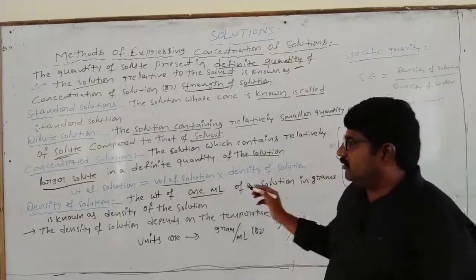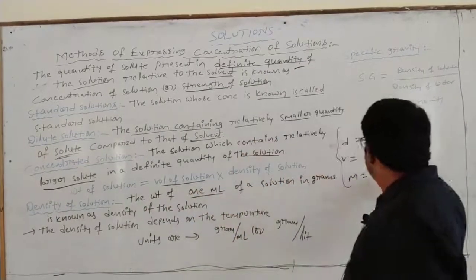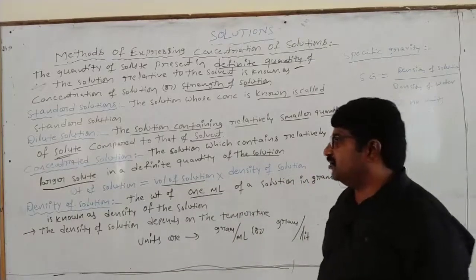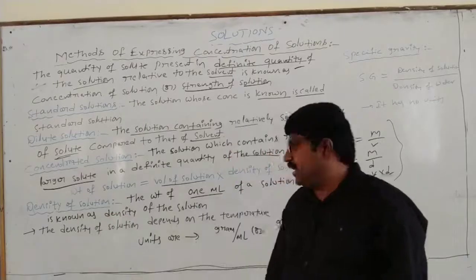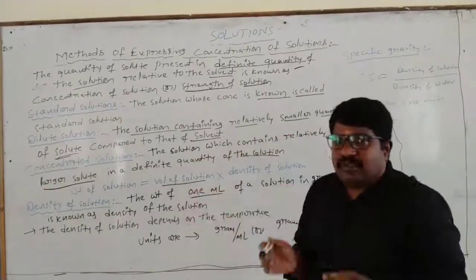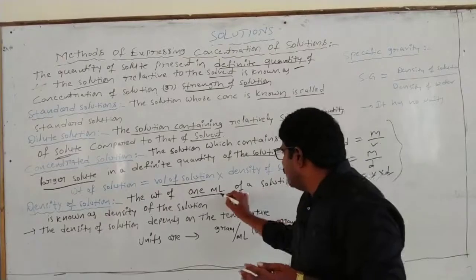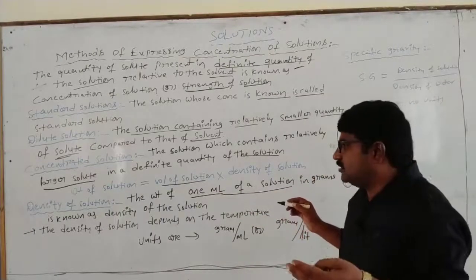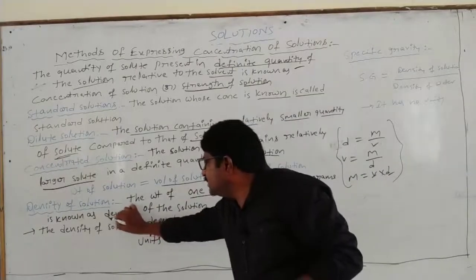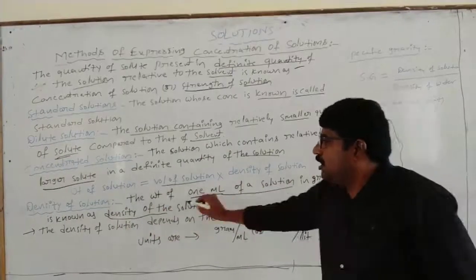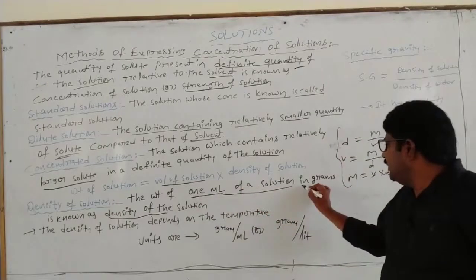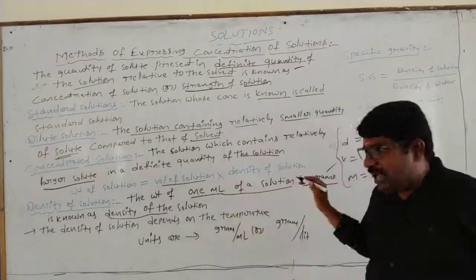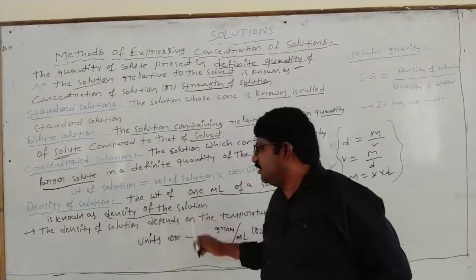Based on this, the weight of the solution is the volume of the solution times the density of the solution. Now what is the density of a solution? Density of a solution means the weight of 1 ml of solution expressed in terms of grams. That is called the density of the solution.